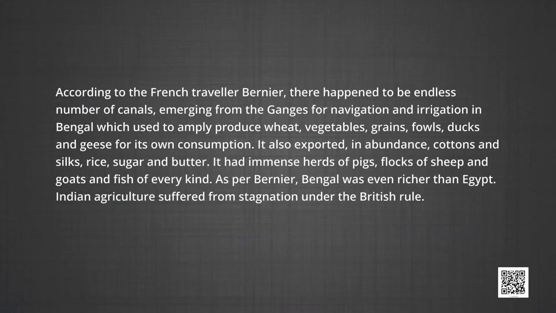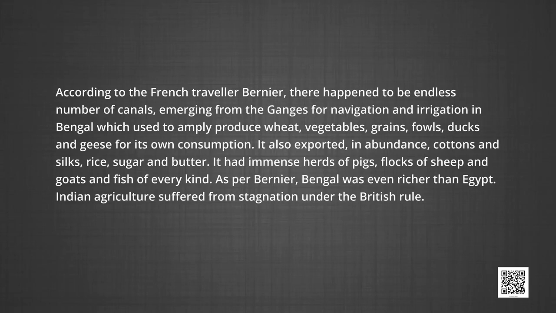Now come to the development in the agricultural sector, or the state of the agricultural sector during the British period. Before the British came to India, the agricultural situation in the country was very satisfactory. According to the French traveler Bernier, there happened to be endless number of canals emerging from the Ganges for navigation and irrigation in Bengal, which used to amply produce wheat, vegetables, grains, fowls, ducks, and geese for its own consumption.